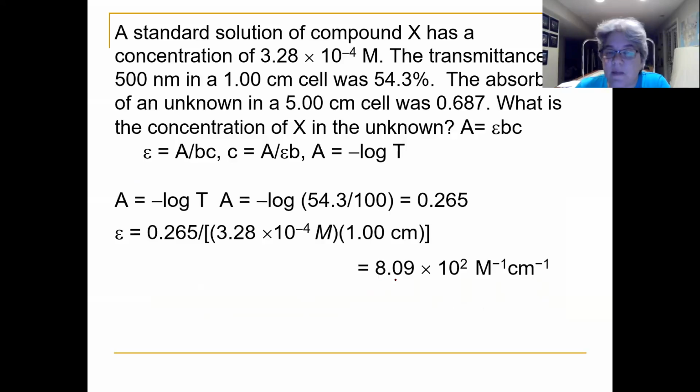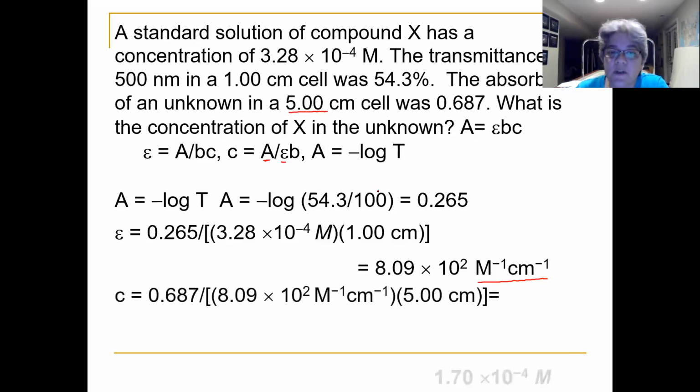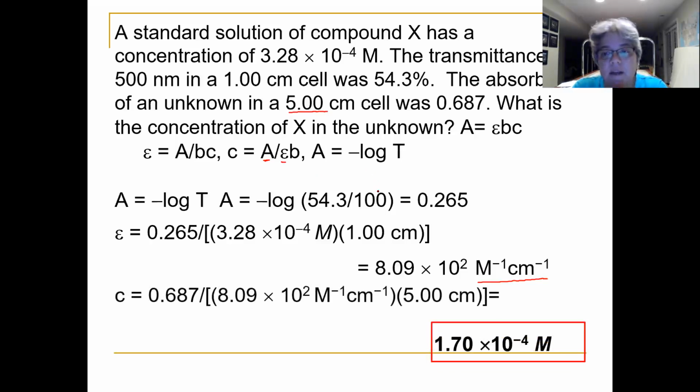And so I get this number, 8.09 times 10 squared. And notice the units, molar to the -1, centimeters to the -1. All right, now I'm ready to look at the unknown. So now I know the absorbance. I know this number, I just calculated it. I know the path length, and notice the path length's different for this one. It's 5. So I put those numbers in, and I get my answer, 1.7 times 10 to the -4 molar.